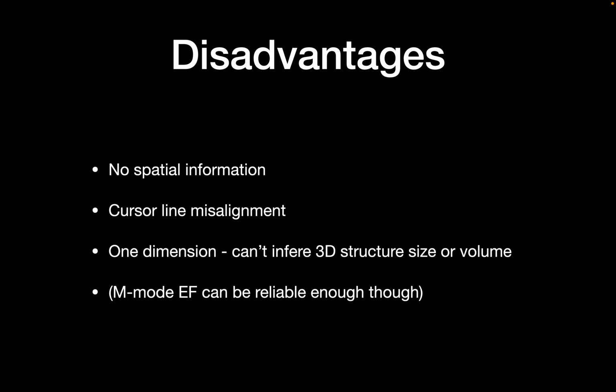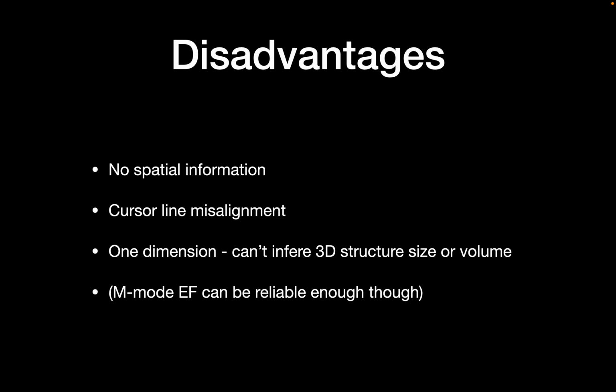The disadvantage is, though, since it's a one-dimensional image and you drop that cursor line, you don't really have spatial information at all. You drop your cursor line, but then you don't really know what's happening once it's there. The heart could have moved out of that cursor line, so it might not show you the exact alignment that you were trying to achieve.